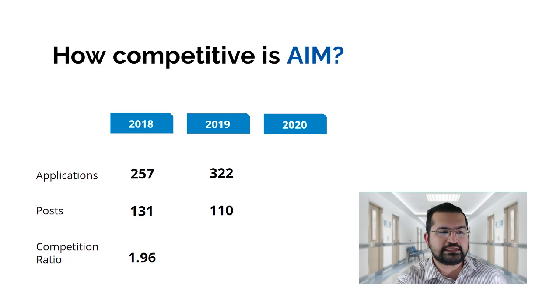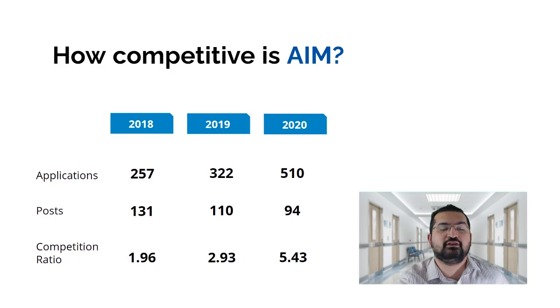Posts available were 110 and the competition ratio rose to 2.93. In 2020, I think a lot of specialties recruited fewer trainees due to reduced provision or something of that sort. But a lot of applicants applied for acute internal medicine in 2020, and only 94 posts were available. That is a huge competition ratio of 5.43. So for one post, 5.5 people actually competed. So you can see the trend.